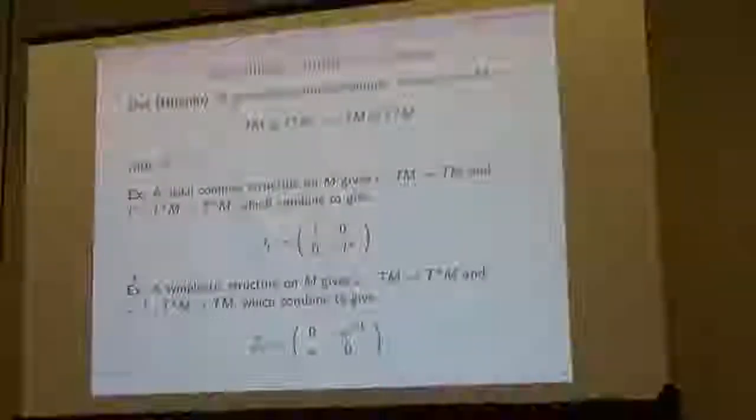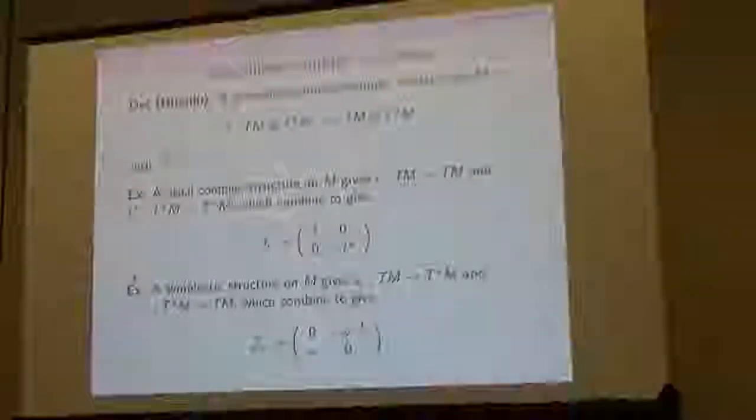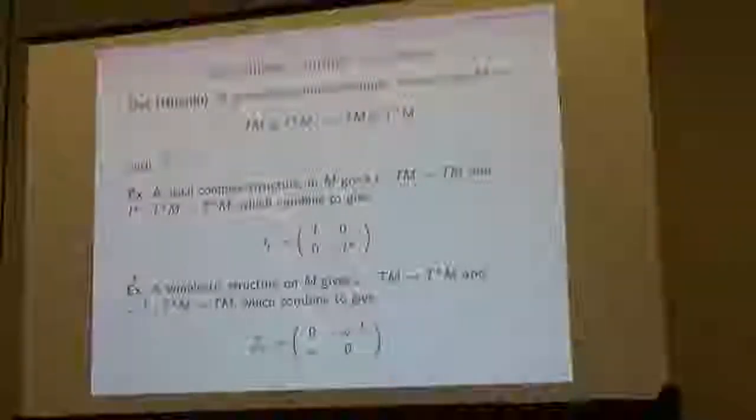Okay, so the last part of this talk, I want to talk about some of my recent work on generalized complex structures. So we've talked about complex structures. Generalized complex structures were introduced by Hitchin, and the purpose of generalized complex structures was to try to unify complex geometry and symplectic geometry.